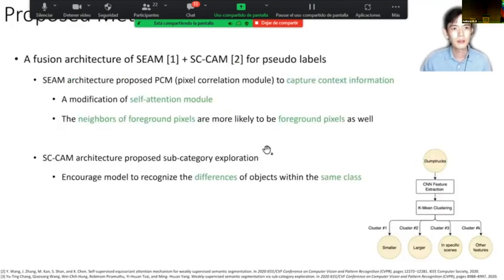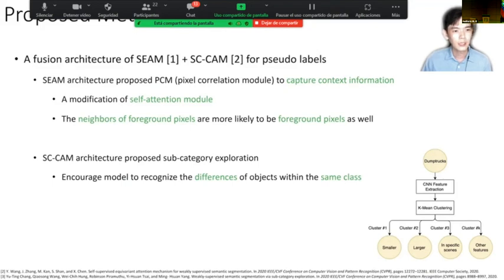And our proposed method, as I mentioned, is a fusion architecture of the two different models. For the SIM architecture, it consists of a PCM module, which is a pixel correlation module, to capture the context information. The PCM is actually a modification of a self-attention module. And therefore, as you can imagine, the self-attention module encourages the model to also consider the context information, because the neighbors of the foreground pixels are more likely to also be foreground pixels.